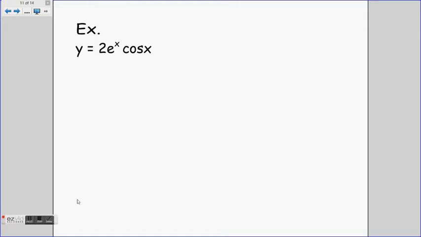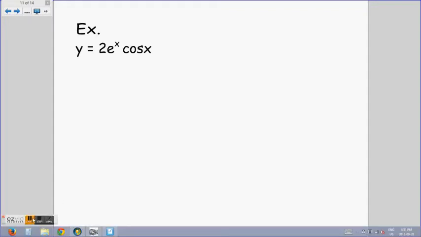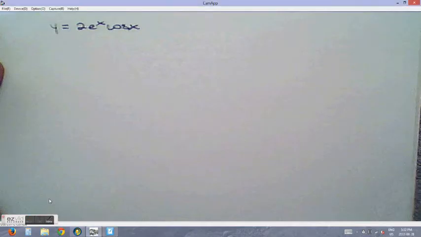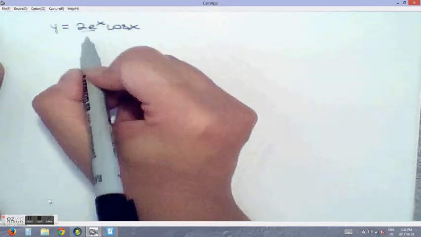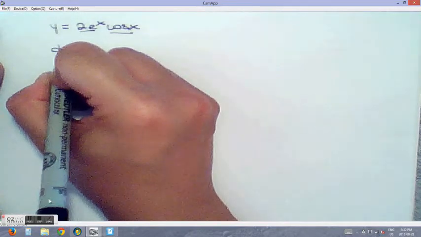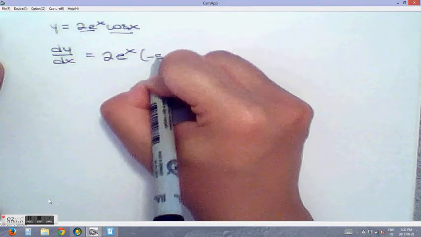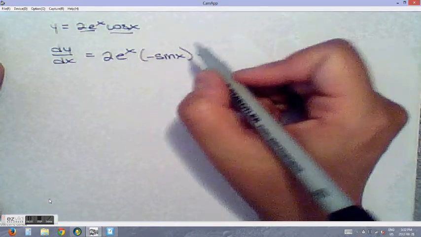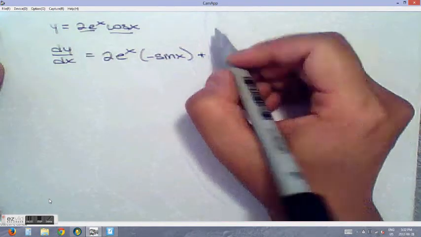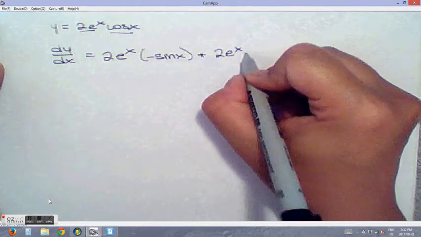In this example, we're taking a look at a combination of an exponential function and a cosine function. So in this particular function, we're going to have to use the product rule. We have an exponential function and a cosine function, a sinusoidal. So dy by dx: what we'll do is we'll take the first, 2e to the x, times the derivative of the second, so negative sine of x, plus the derivative of the first, so 2e to the x, times the second.